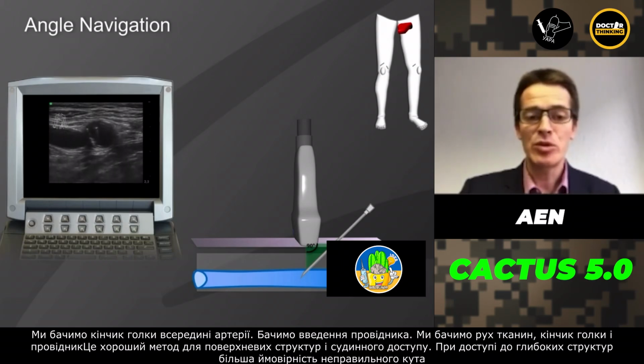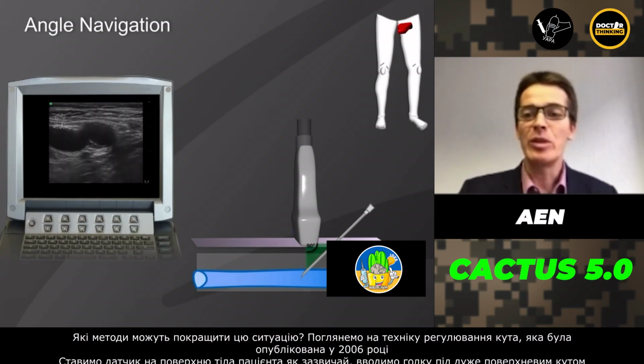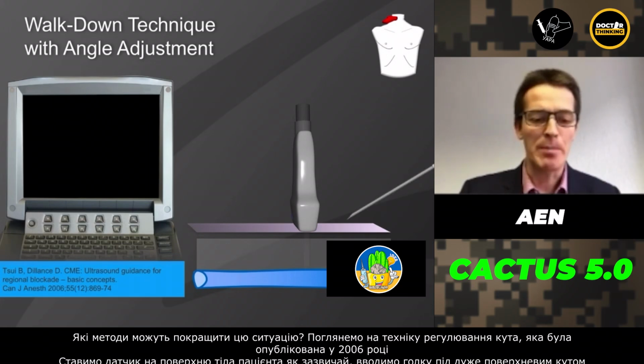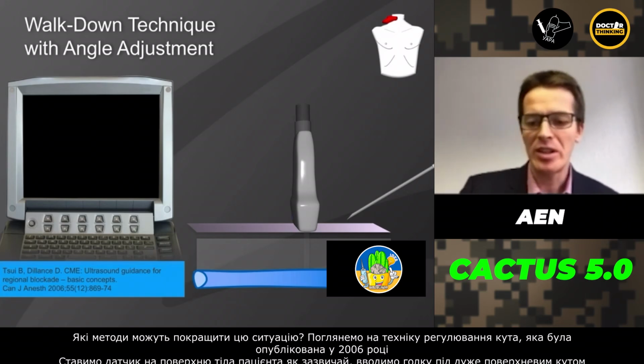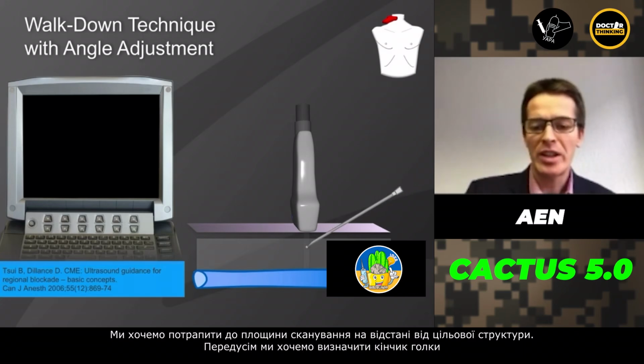In deep structures, it is quite easy to understand that the errors of using the wrong angles actually get greater and greater. So what methods do we have to improve this situation? Let's have a look at the walk-down technique with angle adjustment, which was actually published in 2006 already. In this case, we place the probe on the patient again, as we always do, and then we insert the needle at a very shallow angle. On purpose, we want to get into the scanning plane at a distance to the target structure.